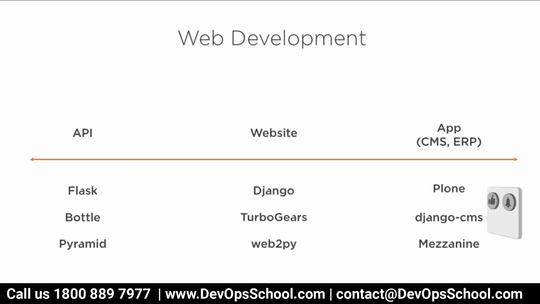Okay, web development, yes. Python is used in development with Flask, Bottle, Pyramid, and website development like Django, TurboGears, Web2py. Many applications have been developed using Python like Plone, Django CMS, Magazine and all. There are two very popular frameworks in Python, Flask and Django. If you want to become a Python developer, after Python you should move to either Django or Flask. Just like in Java we have Spring Boot, and in PHP we have Laravel, same way we have Django and Flask.